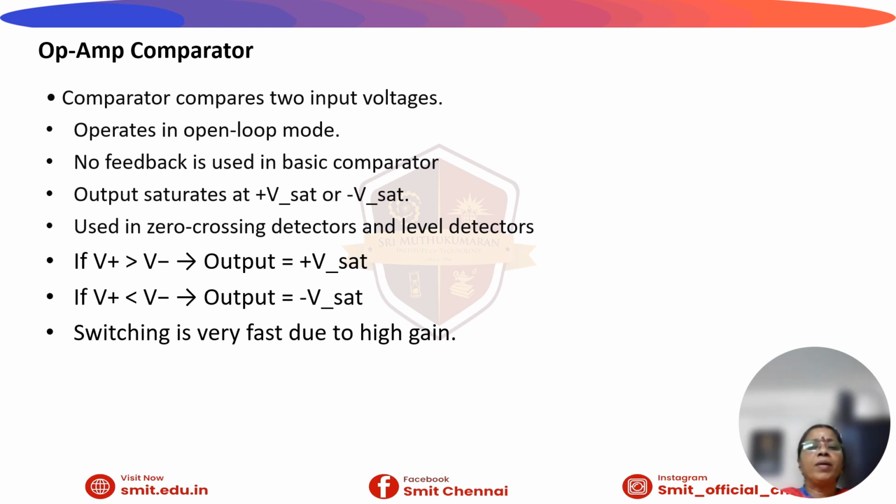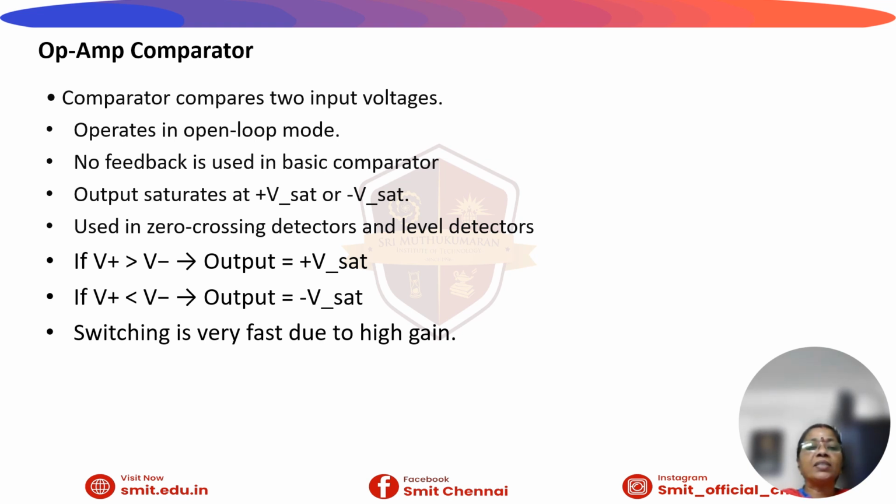Now we will discuss the principle of operation of the op-amp comparator. It leverages the device's extremely high open loop gain to determine which of the two input voltages is larger or smaller. In this configuration, the op-amp operates without negative feedback, causing the output to quickly saturate to either the positive or negative supply voltage. No feedback is used in a basic comparator.